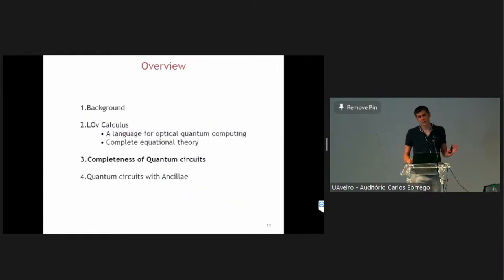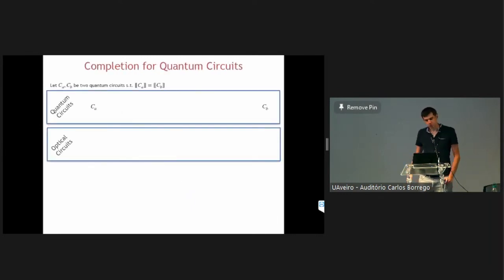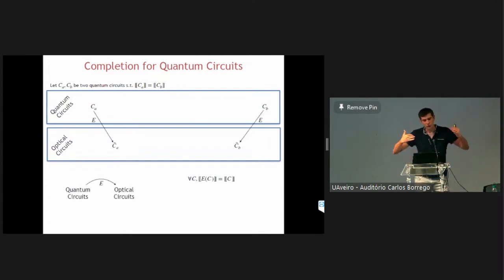Okay, so now let me go back to our initial question, which is completeness for quantum circuits. So far I have no equations about quantum circuits, but I have these optical circuits for which I know a complete equational theory. And I'm going to use a kind of completion procedure. I take two quantum circuits, CA and CB, and the idea is to encode these two circuits into optical circuits with the same semantics. I'm looking for an encoding which preserves the semantics, the unitary transformations represented by these circuits. And now, by completeness of the optical circuits, I know that I can transform the encoded CA into the encoded CB.